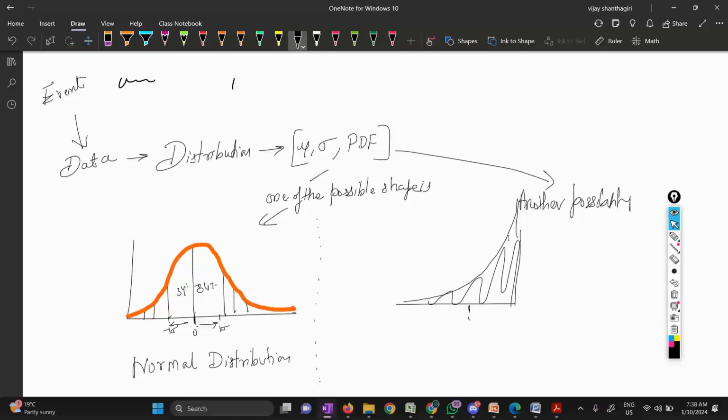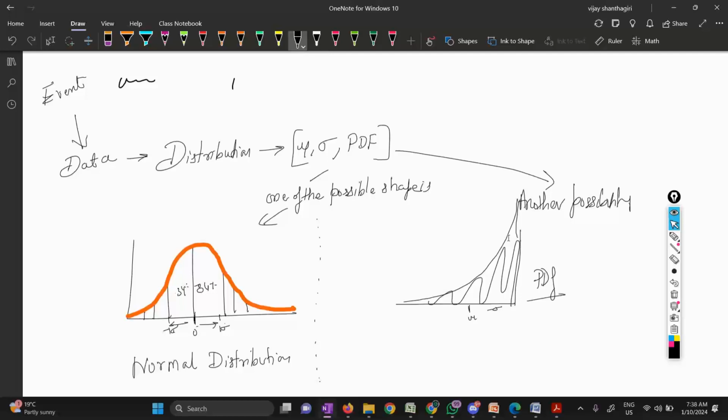It's not like the mean and the first sigma will have 33%. No, here the distribution, the PDF's conditions are different here. This is also an event. This is also an event. That's what you have to remember. Not every event or data and the distribution leads to normal distribution.